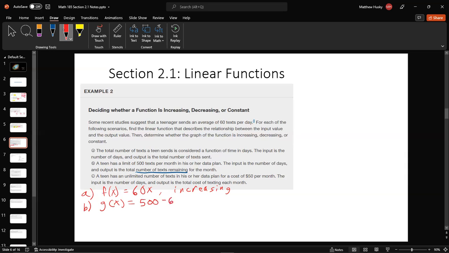So that's minus 60x. So for instance, after 1 day goes by, they'd be down to what, 440? Because you're just taking away 60. And then if you take away another 60, that's 380 by the second day. Fun fact, this would be a decreasing function, which hopefully makes intuitive sense. The number of texts they have left would be going down. The thing to notice is that this right here is a negative number, which is why it's decreasing, as opposed to the last one where it was a positive number. So it was increasing.